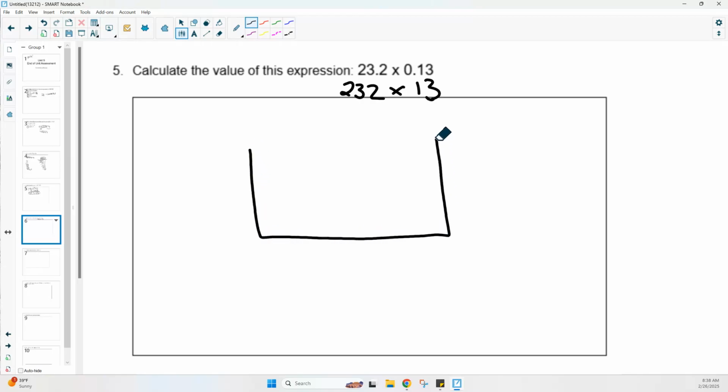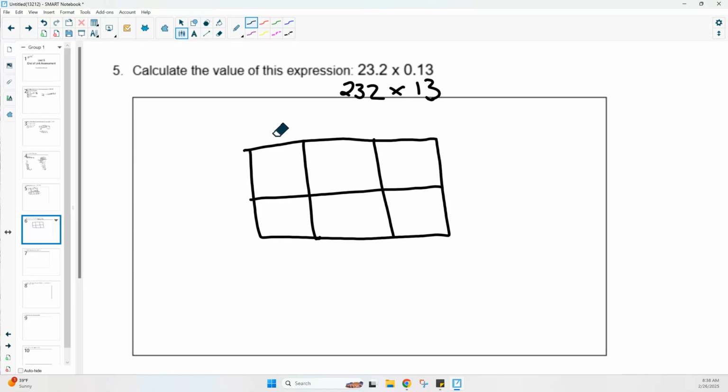When in doubt, grid it out. This is a much more efficient way to do your multiplication. I am making 3 columns because my first factor has 3 digits. I'm making 2 rows because my second factor has 2 digits. 232, we can rewrite as 200 plus 30 plus 2. 13, we can write as 10 plus 3.